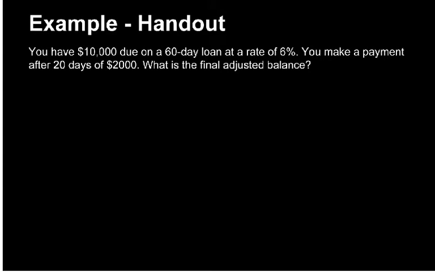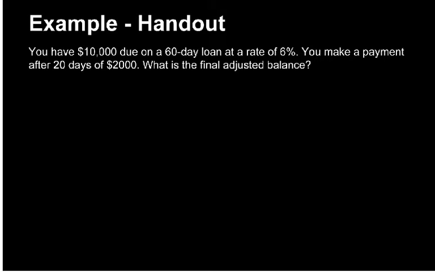So for our first example, it says you have $10,000 due on a 60-day loan at a rate of 6%. You make a payment after 20 days of $2,000. What is the final adjusted balance? So it's not the full payment, but you do make a partial payment. Now that $2,000 has to go towards paying the interest first, and then it will pay on the principal.